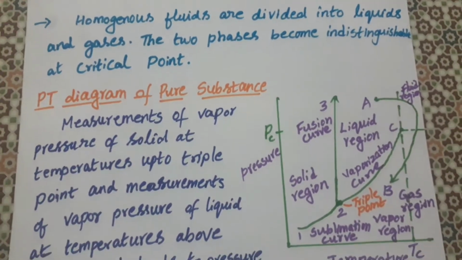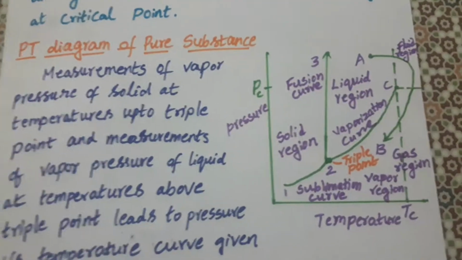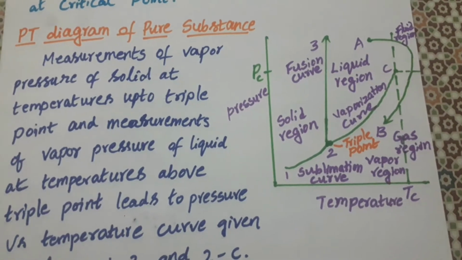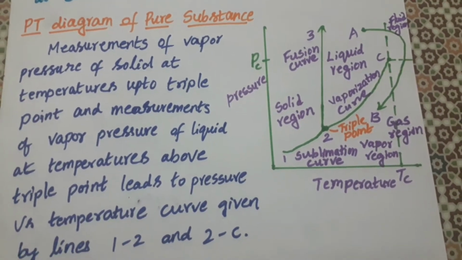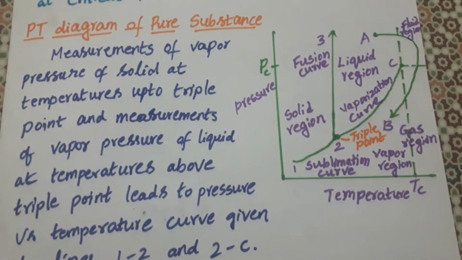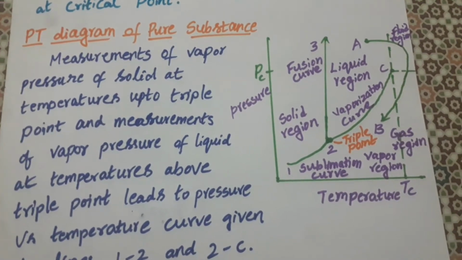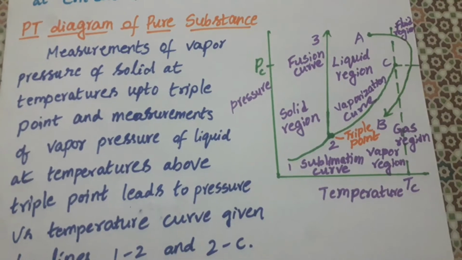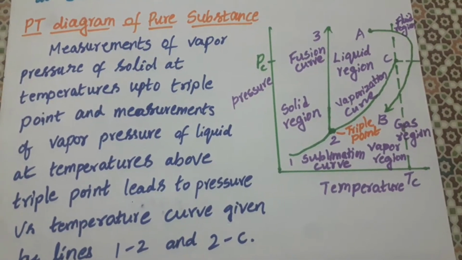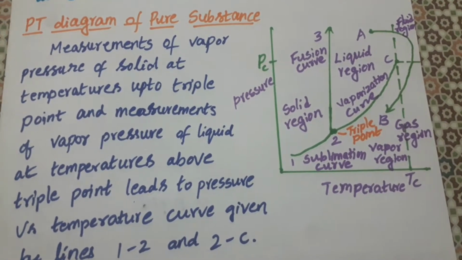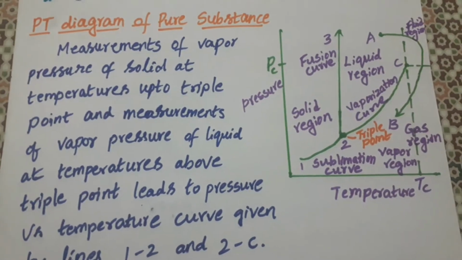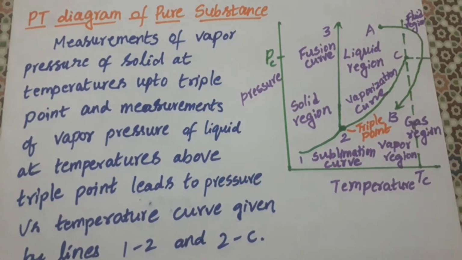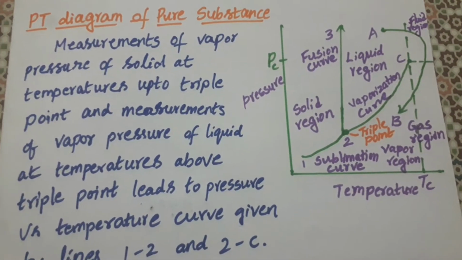There is a PT diagram for a pure substance. You can see this diagram for the pure substance. Here we take the graph between pressure and temperature, and we have three curves. Curve 1-2 is the sublimation curve, 2-C is the vaporization curve, and 2-3 is the fusion curve. Here we are separating three regions, that is the solid region, liquid region and vapor region.